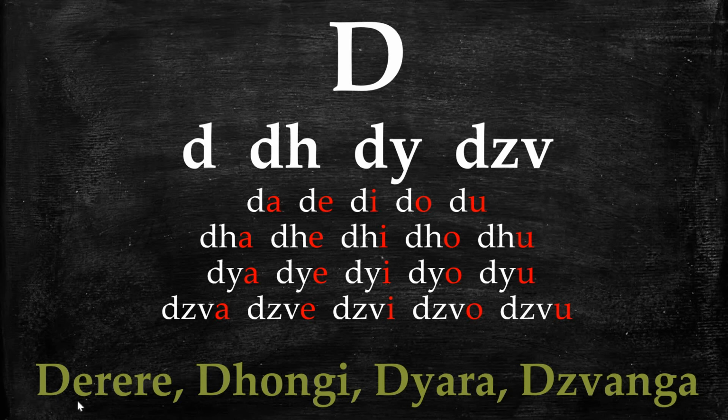Our examples here for D, we have derere, which is okra, and for DH, dongi, which is donkey. For DY, we have jgara, which means to plant, and for DZV, we have janga, which is a scar.